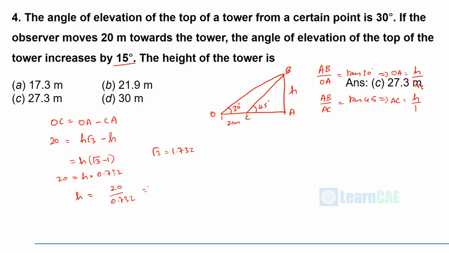We can solve this. 0.732 is close to 0.75, which can be written as 0.75 again, 20 into 3 by 4. So this will be 80 by 3. We shall calculate. This will be the approximate value 26.2. This will be 6, 18, 2. So 0.66. So approximately the value will be close to 26.66.